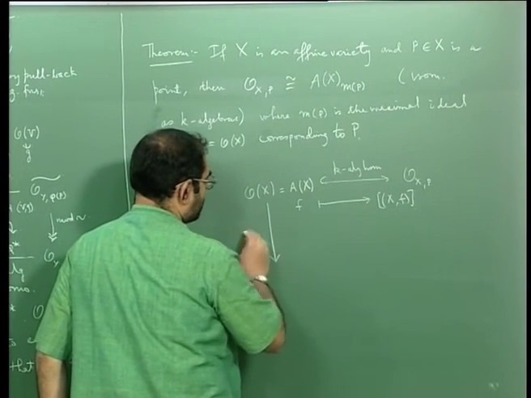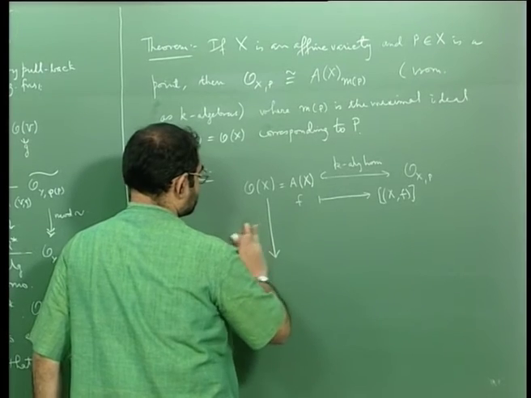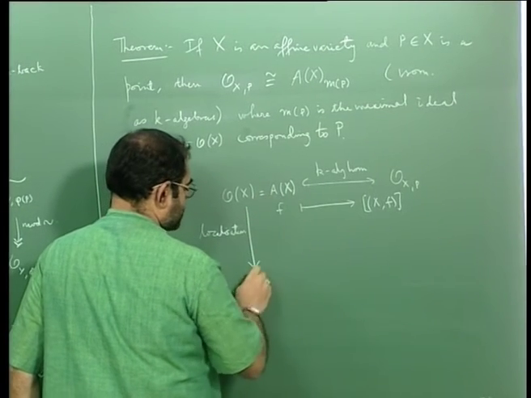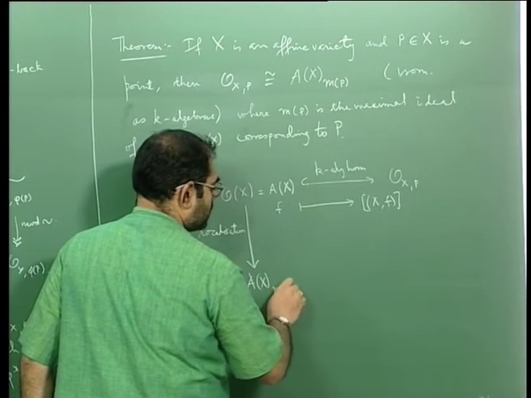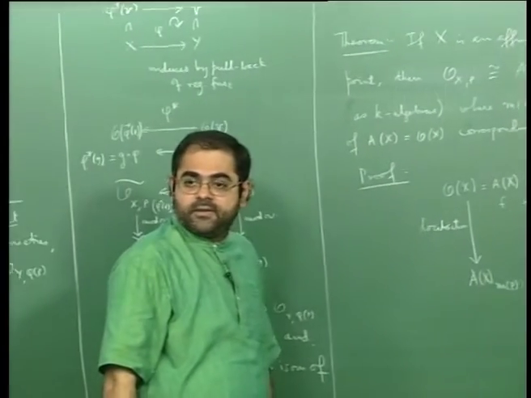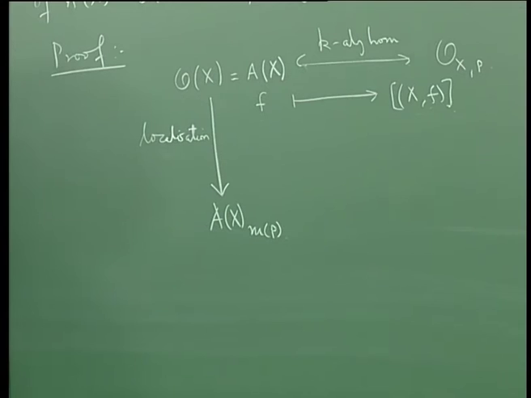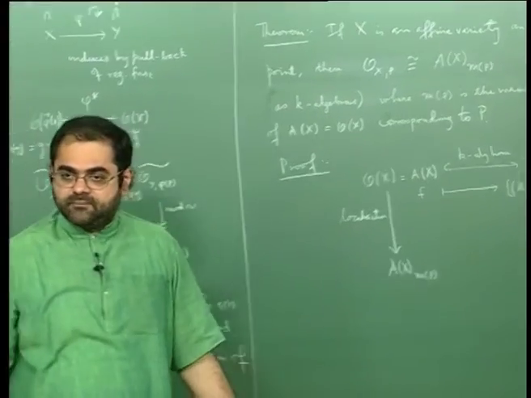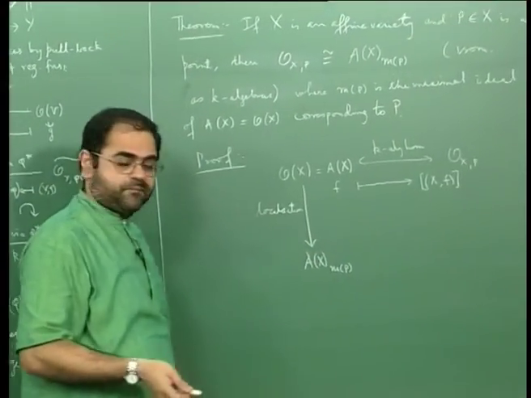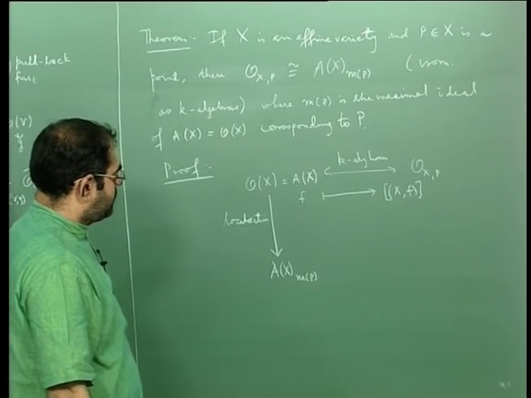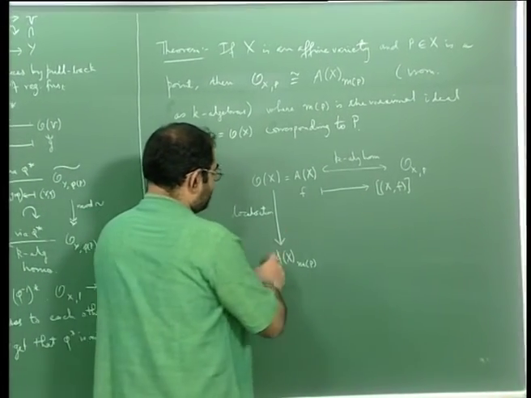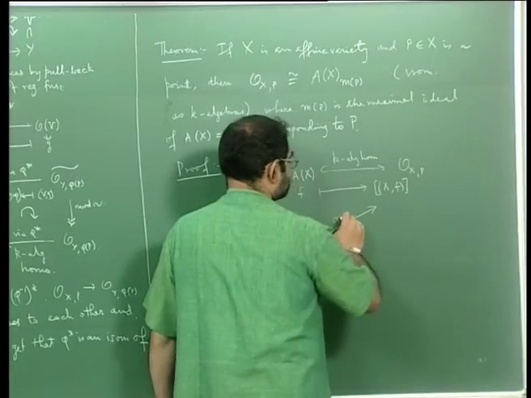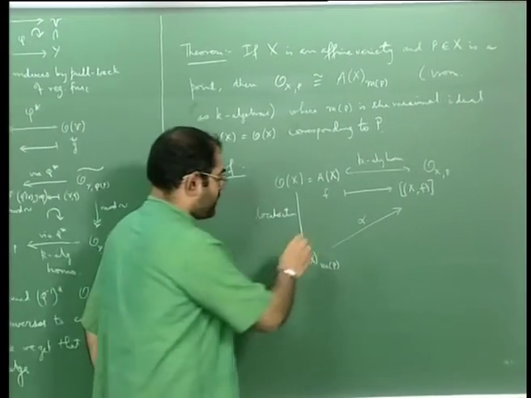Then you also have the localization map. This is the localization of the ring A_X at the maximal ideal corresponding to the point P. Of course M_P is all those functions in A_X which vanish at P, that is all. It's a maximal ideal, right, and the fact is that you get a map alpha like this because of the universal property of localization.